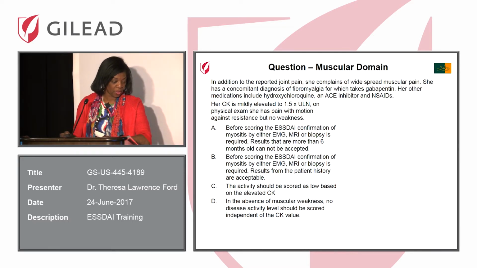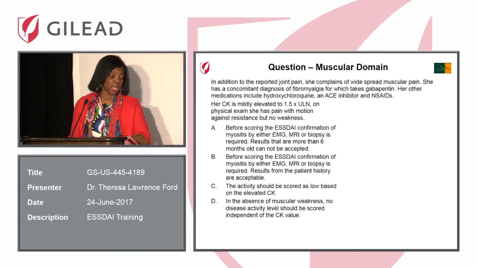Okay. So now, in addition to the joint pain, she has widespread muscular pain. She has a concomitant diagnosis of fibromyalgia. She takes gabapentin for this. And her other medications include hydroxychloroquine. She's on an ACE inhibitor and NSAIDs. Her CK is mildly elevated to 1.5 times upper limit of normal. On physical exam, she does have pain with motion against resistance, but she isn't exhibiting any weakness.